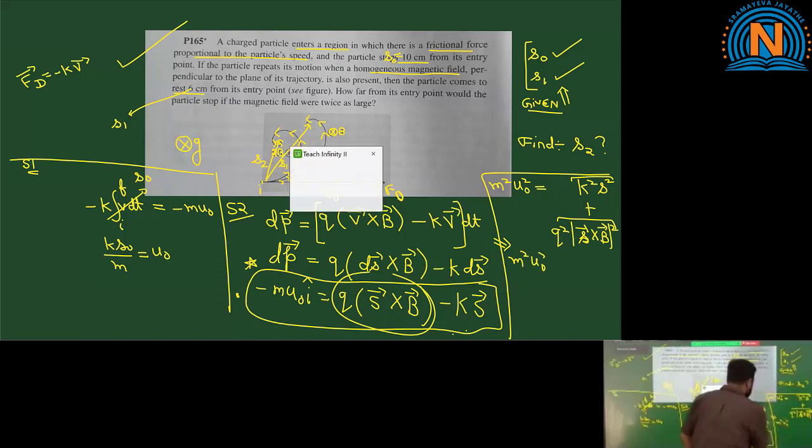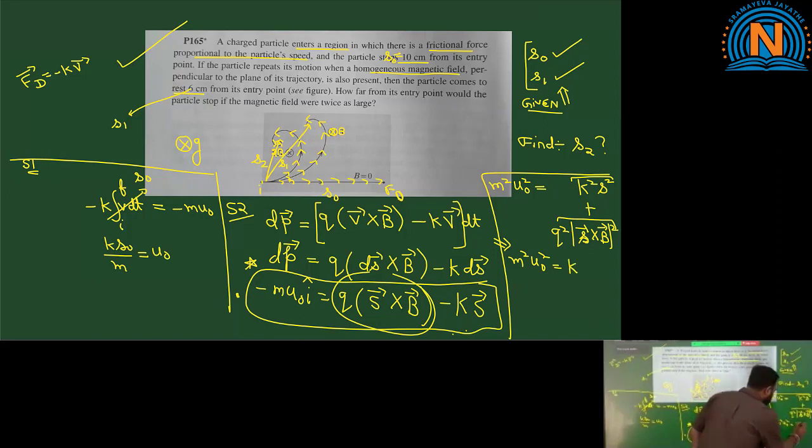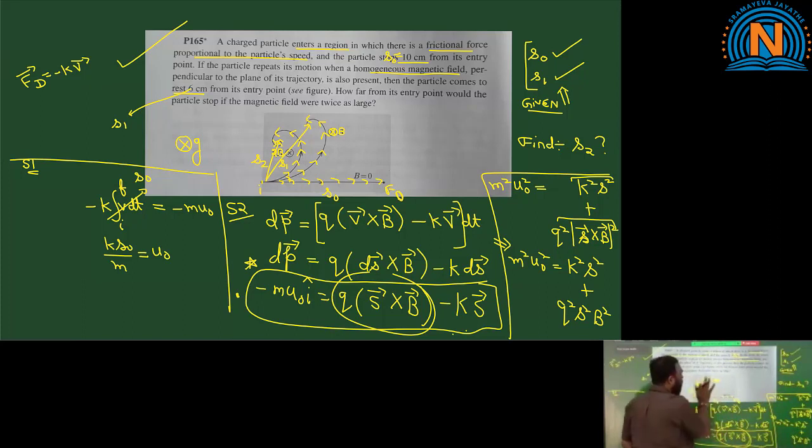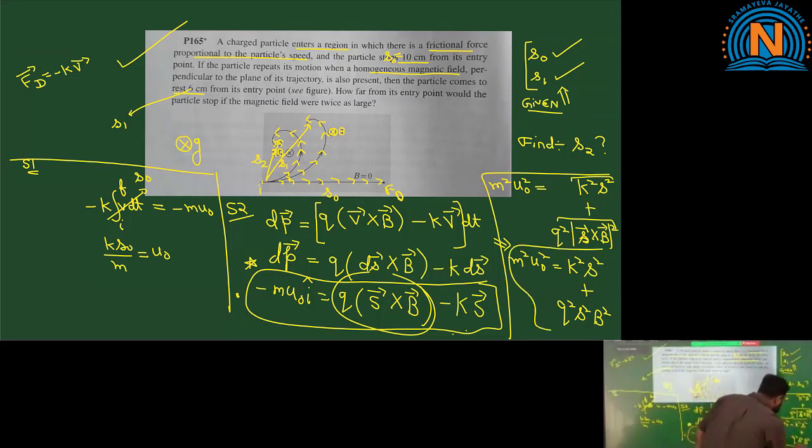So basically, I have Q square times the mod square of S vector cross B vector. That's what I'll have. So my equation becomes m square u naught square is equal to k square s square plus the second term, q square times the mod square of s cross b. So that is s square b square. And remember, whatever my displacement vector is, it is perpendicular to b, so I'll have that sine 90 term. This is my general equation now.